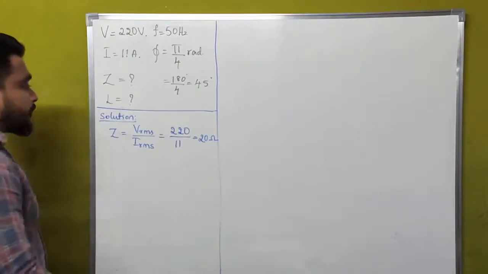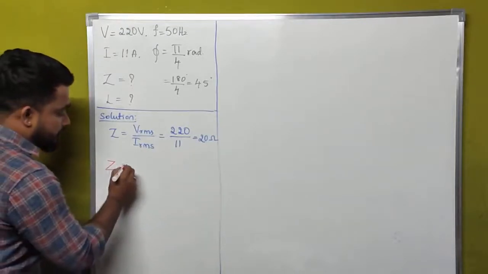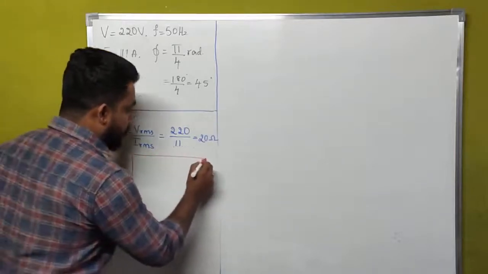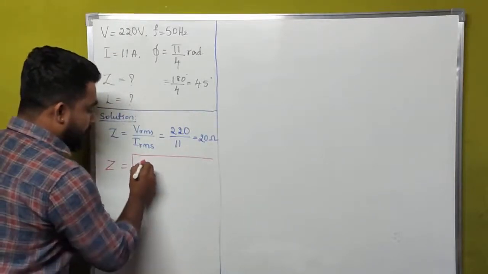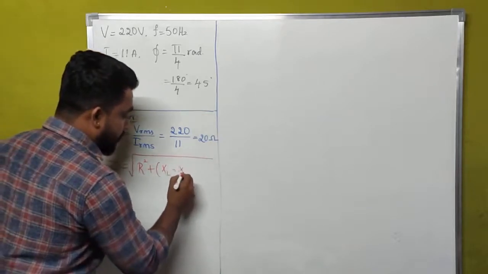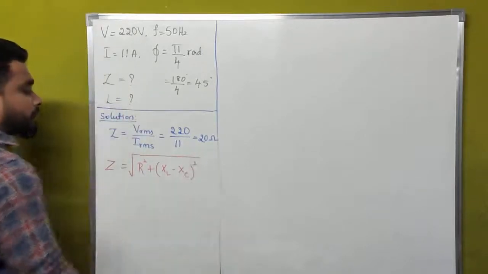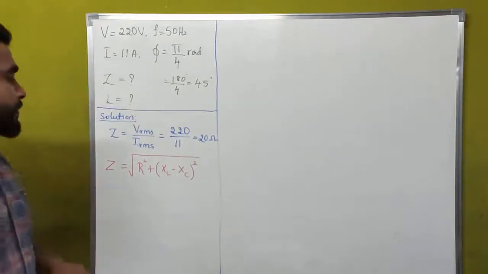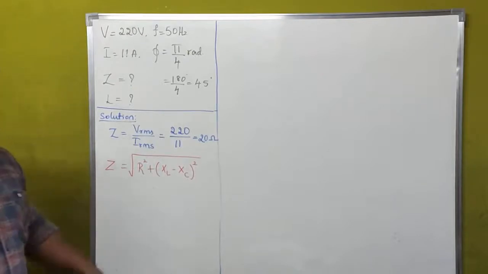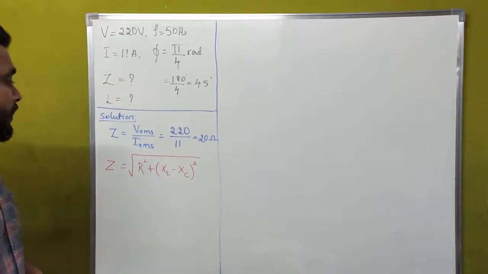Now the biggest task is to find the value of the inductance of the inductor. For that, initially I will consider another expression for impedance, that is Z is equal to square root of R square plus XL minus XC whole square. I am considering this formula because using this only we can find the inductance of the inductor.